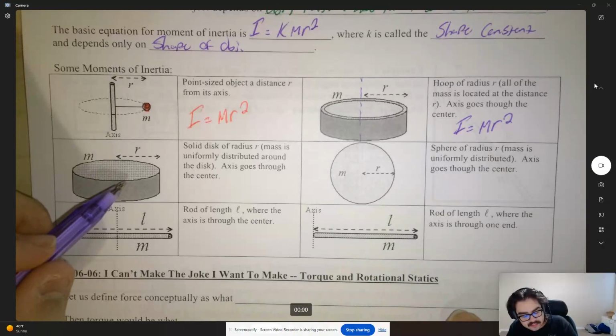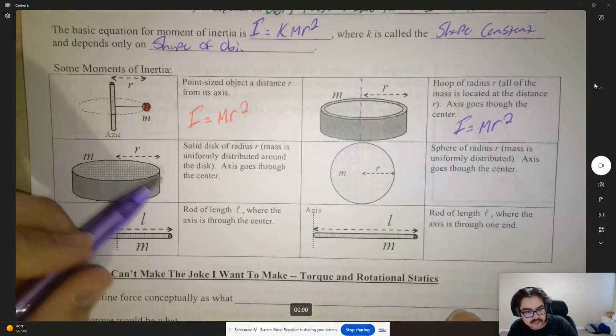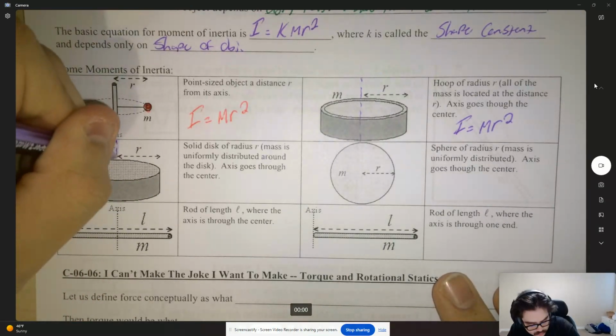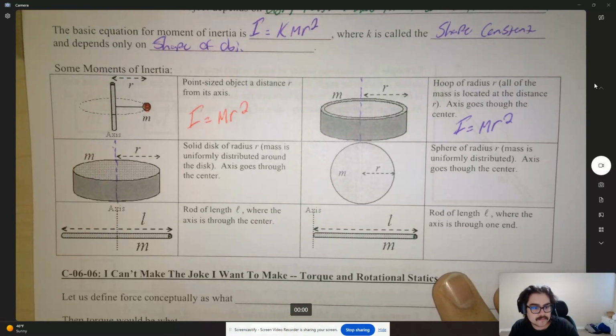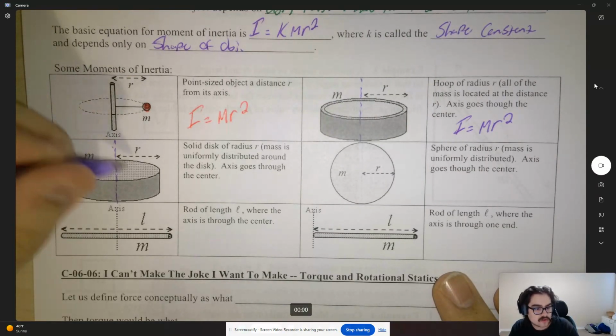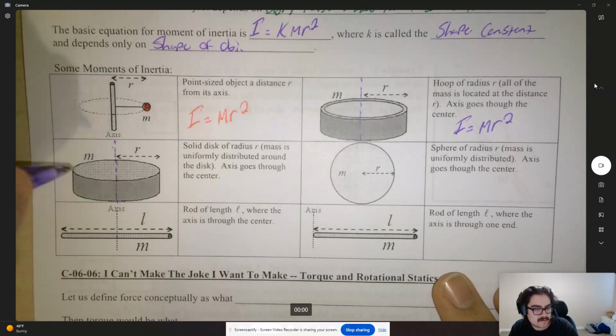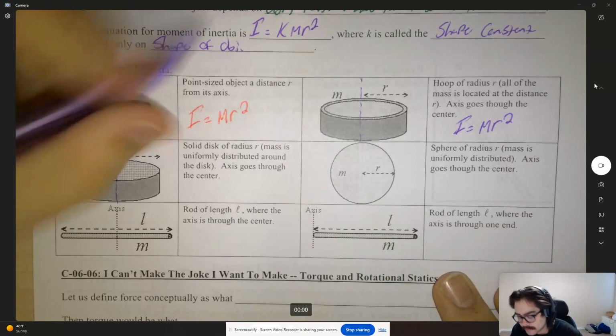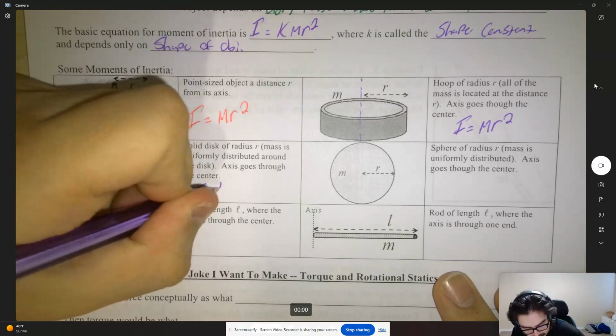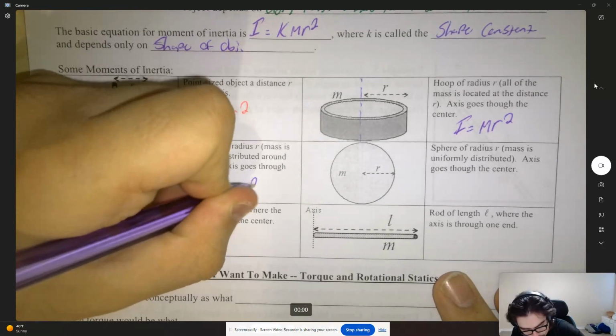If you have a solid disk where the mass is uniformly distributed and the axis goes through the center, you would notice that all your mass is about uniformly distributed about the axis. You have some out far, you have some out close. This is just going to be I equals 1/2 mr squared.